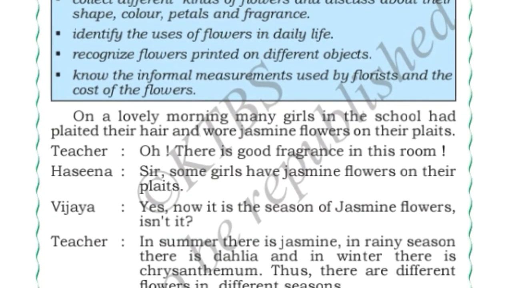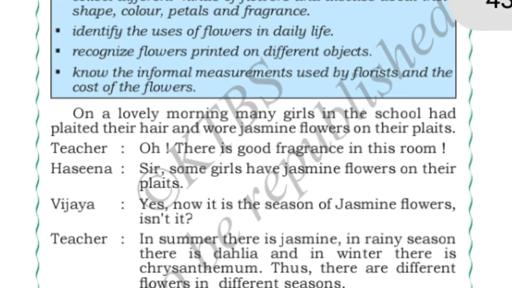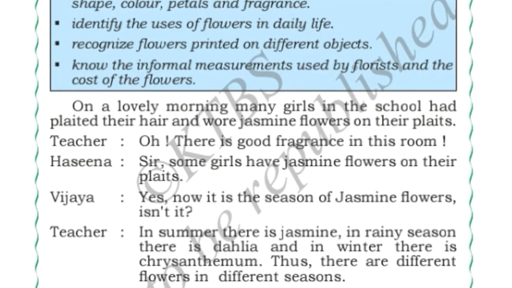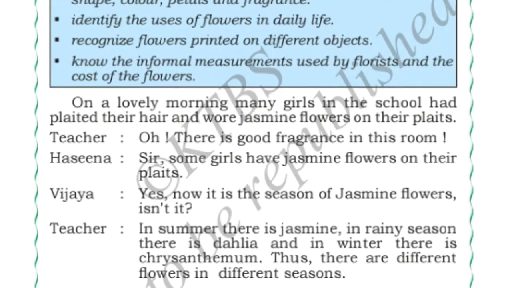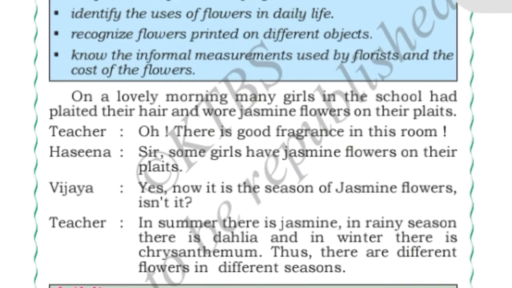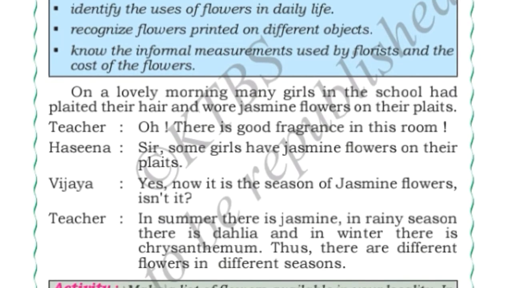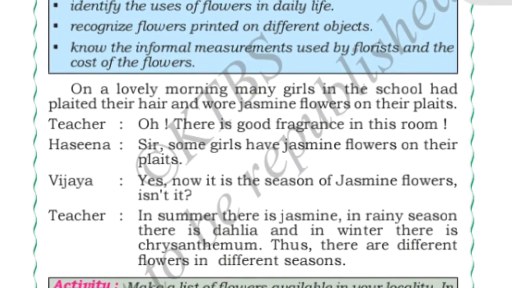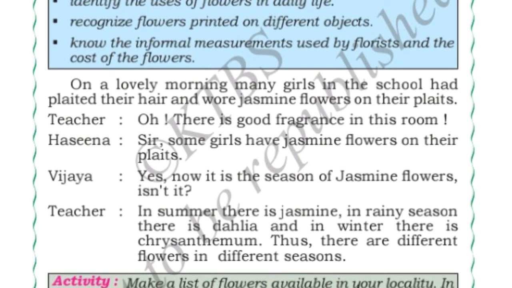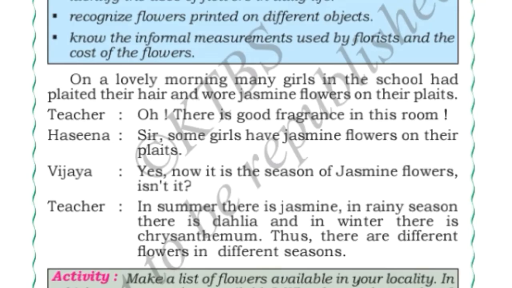Teacher asks them, oh, there is a good fragrance in here. In the jasmine flowers, we are having very nice fragrance, means nice smell, right? So teacher asks, there is a good smell in this room. So Hasina says that yes ma'am, some girls have jasmine flowers on their plaits. Okay, Vijaya says that yes, so now it is the season of jasmine flower, isn't it?